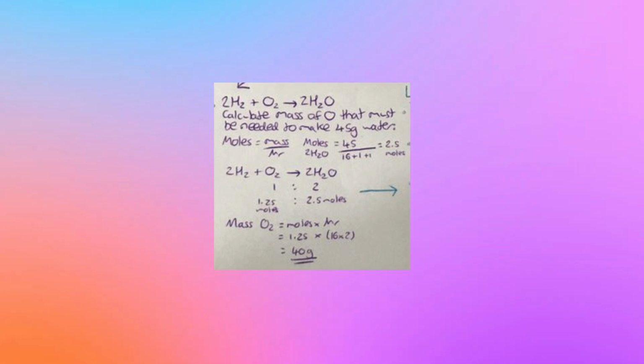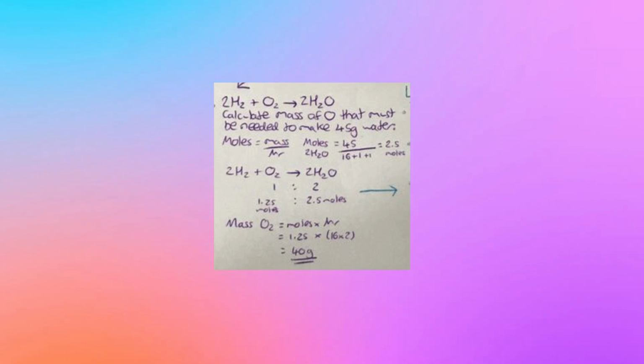Now we know that we've actually got 2.5 moles of water. If we want to make 45 grams of water, that's 2.5 moles. So we now compare that in the ratio. If the ratio is 1 to 2 and we've got 2.5, we need to half that to get to the 1 part, the oxygen part, so that will give us 1.25 moles.